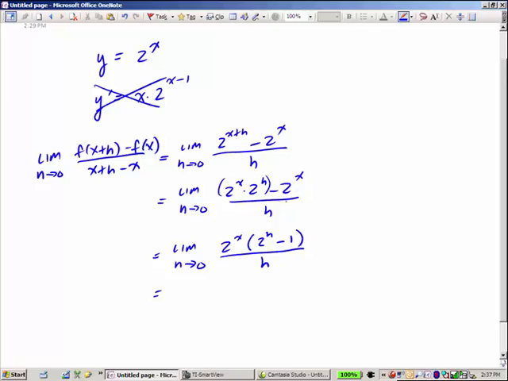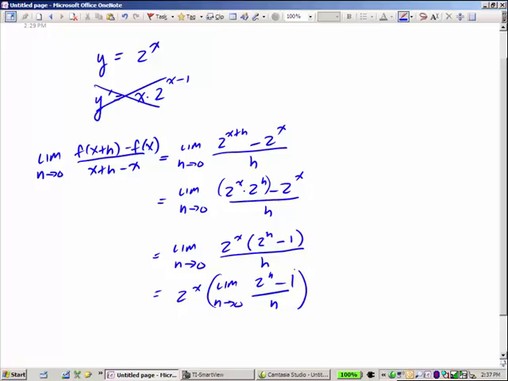Okay? So, I'd like to say at this point, this 2 to the x, h has nothing to do with it. No matter what h does, 2 to the x is unaffected. Alright? So, I'm actually going to pull 2 to the x out in front, since it has nothing to do with this limit, and it leaves me with 2 to the h minus 1 over h.